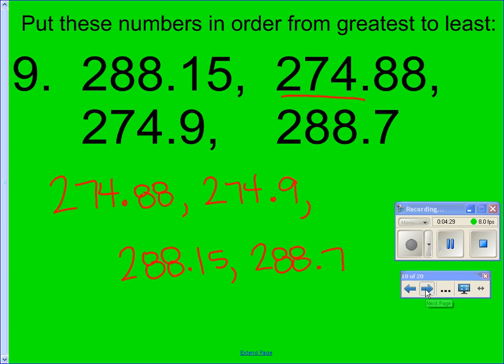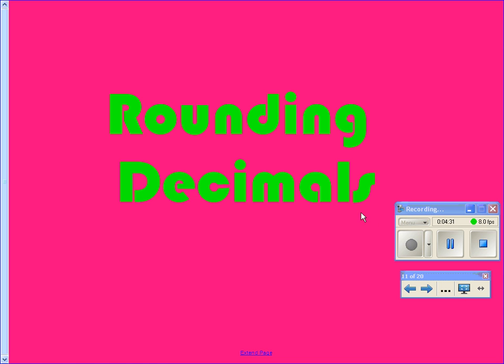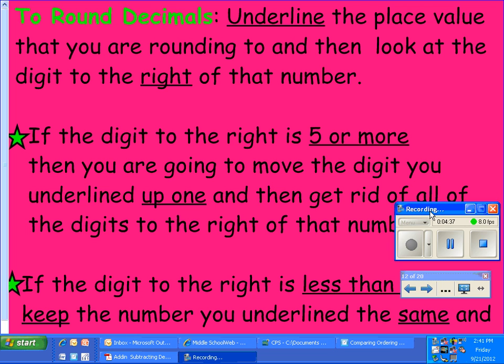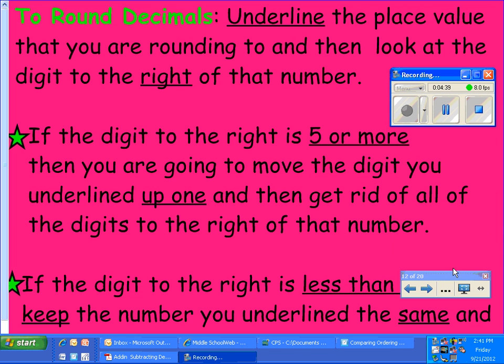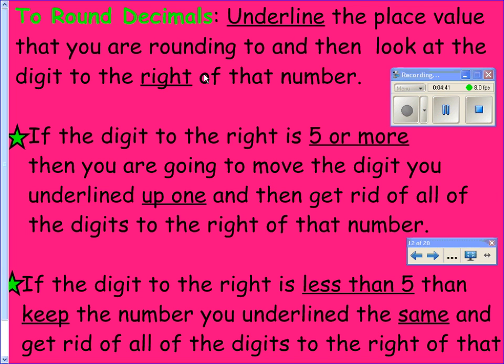Now in your notes we're going to jump to rounding decimals. Okay, believe it or not, this is something that we do have to go over in 7th grade. So we have some steps that you have to remember when you're rounding decimals. First, you underline the place value that you are rounding to. Okay, then you look to the number to the right. You always look to the right.